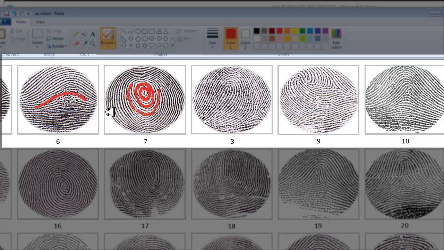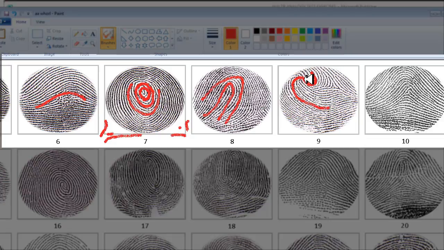And of course the deltas are not visible. They would be, remember, something like that. Number eight is a loop pattern, very clearly visible. Number nine, this is a whorl.